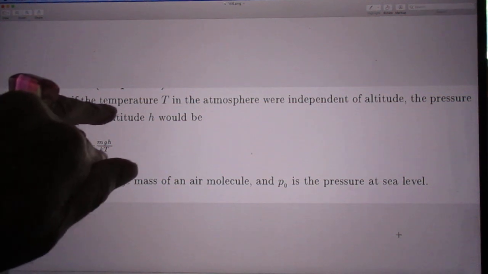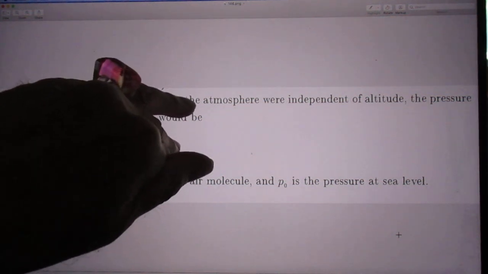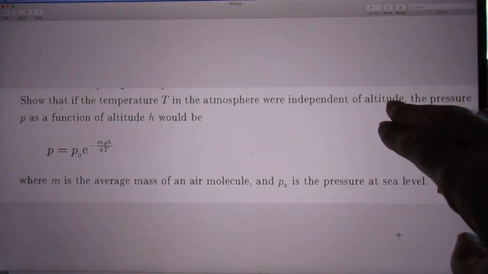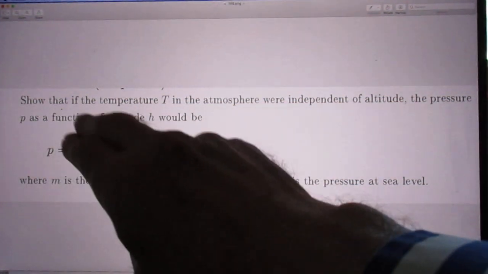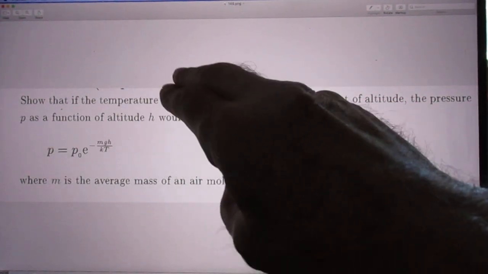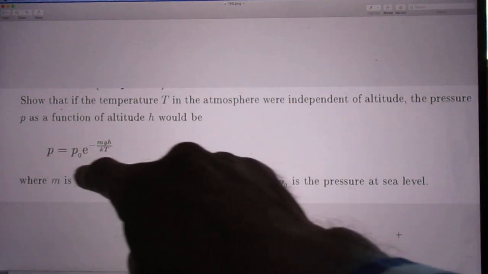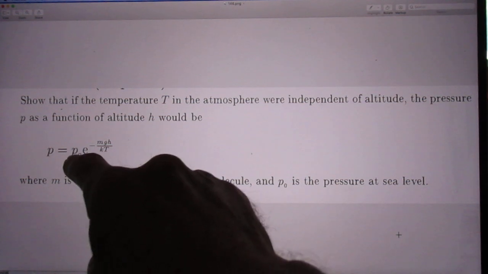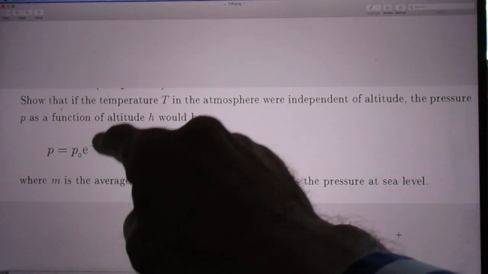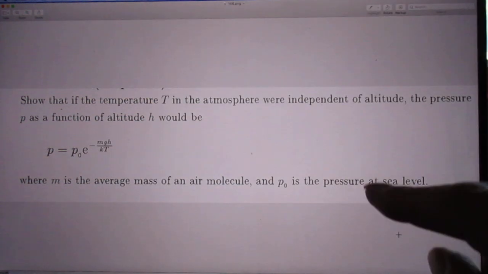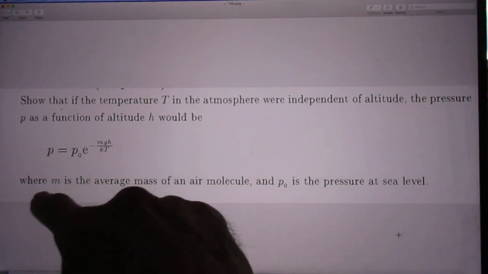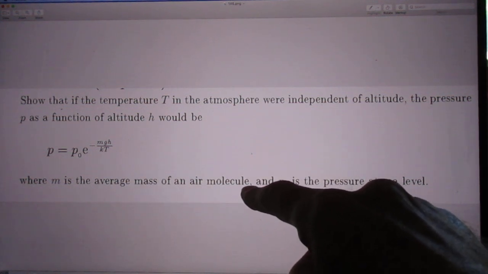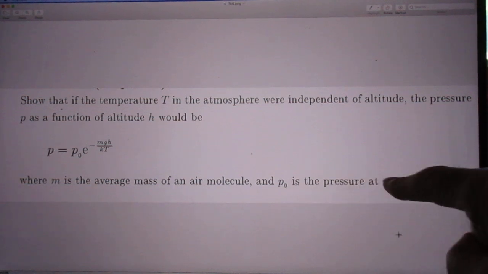Show that if the temperature T in the atmosphere were independent of altitude, that the pressure P as a function of altitude h would then be of this form: P equals P0 times e to the power minus mgh divided by kT, where m is the average mass of an air molecule and P0 is the pressure at sea level.